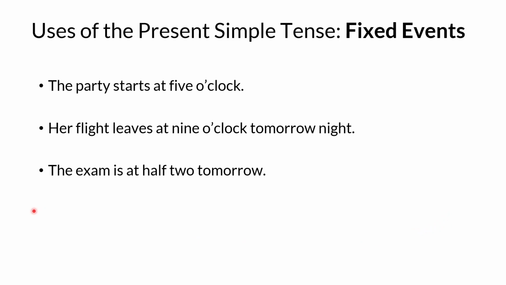So let's go on to talking about some uses of the present simple tense. They can be used for fixed events, such as the party starts at 5 o'clock, her flight leaves at 9 o'clock tomorrow night, and the exam is at 2:30 tomorrow.